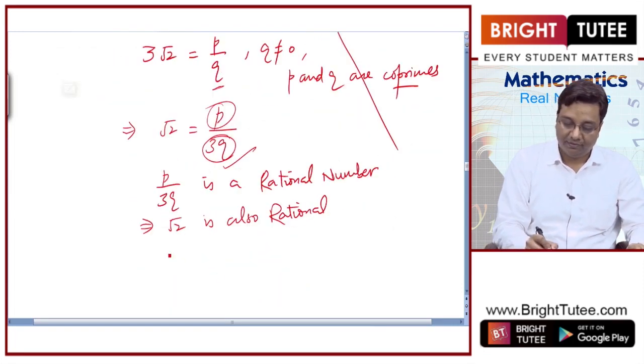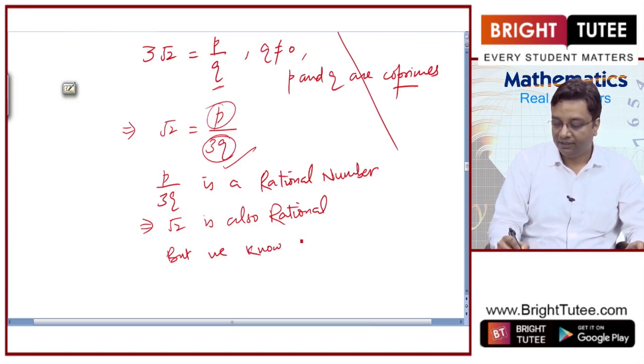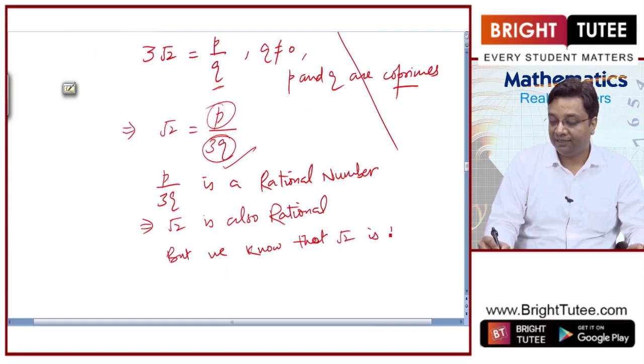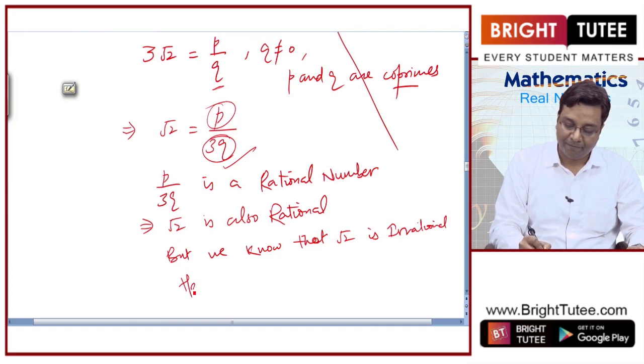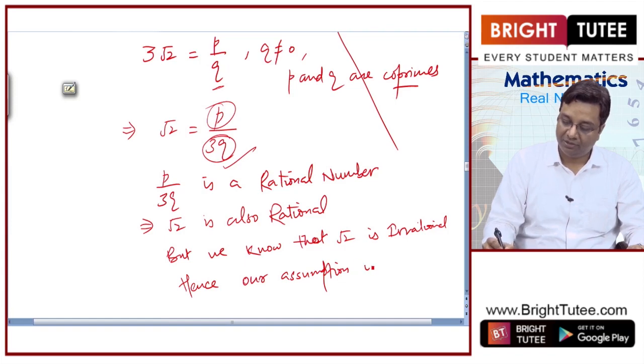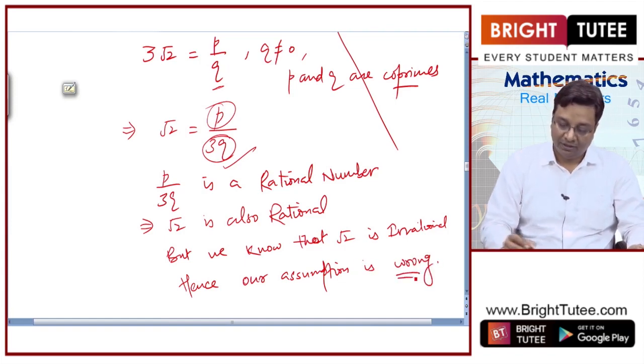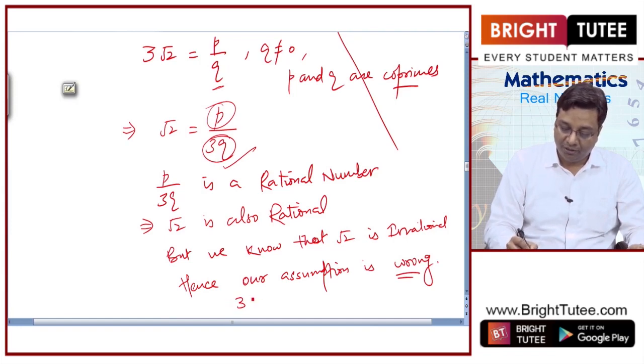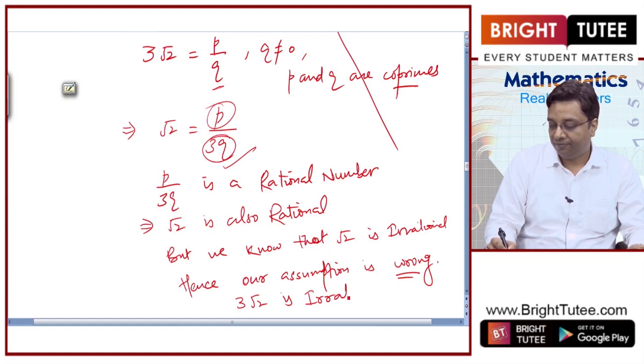but we know that root 2 is irrational. Hence we can say our assumption is wrong, right? Our assumption is wrong. And 3 root 2 is irrational.